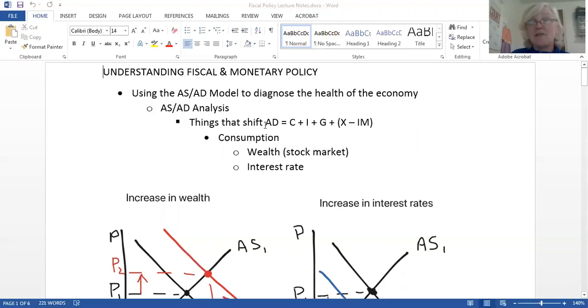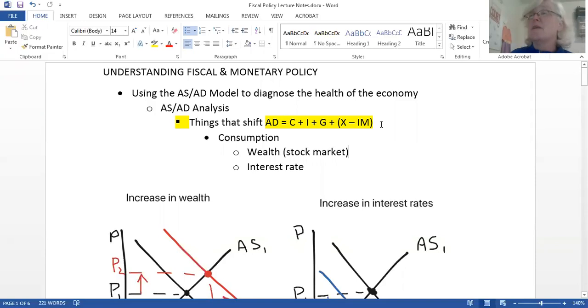Things that will shift aggregate demand right here, the beginning part of our notes says that aggregate demand is equal to C plus I plus G plus X minus M. And that means exports minus imports. Okay, exports are goods that we sell to other people around the world. Imports are foreign goods that we buy. We could have purchased domestic goods, but instead we bought imports. And so that's a subtraction to our GDP. And you saw this when you learned about the expenditures function for GDP in the last block of material as well.